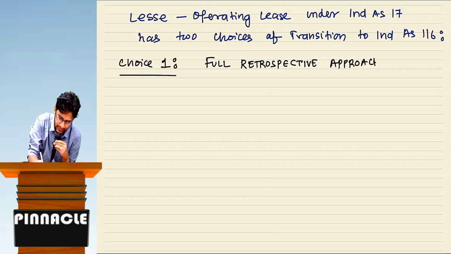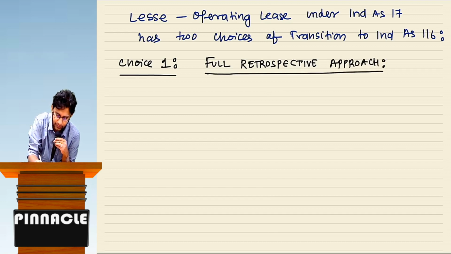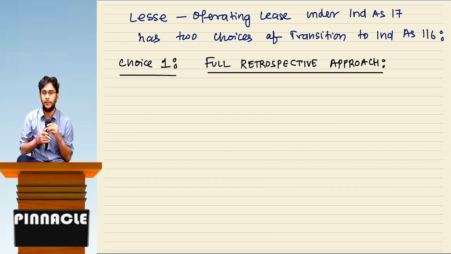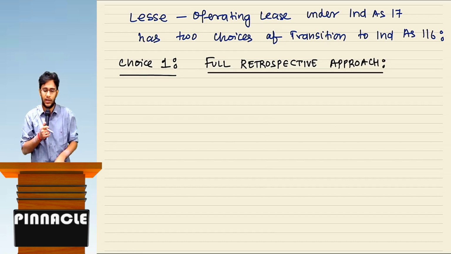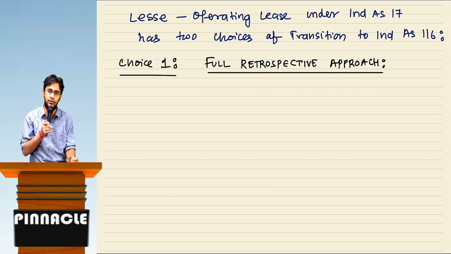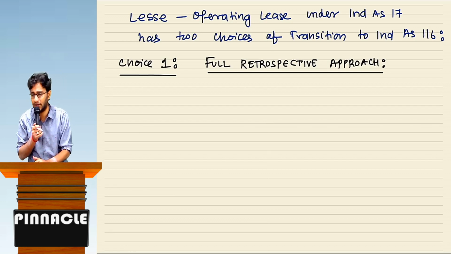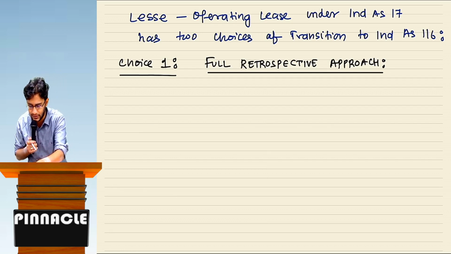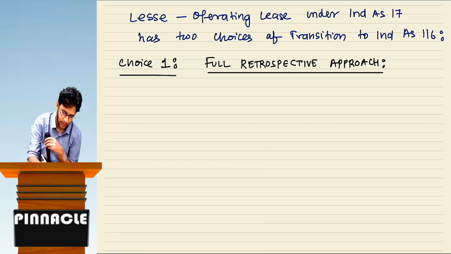This is easy to understand, sir. It is just like, had you applied Ind AS 116 from the very beginning, then what would have been your ROU asset balance now? What would have been your lease liability balance now? These two you have to directly create in the balance sheet. Any difference between them will be adjusted into retained earnings.